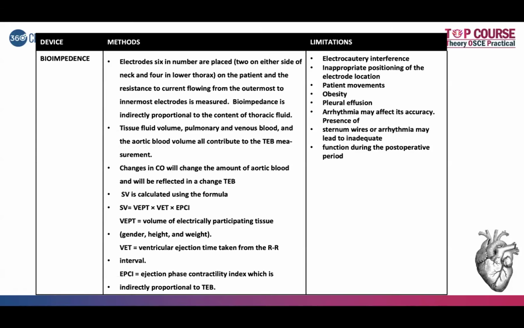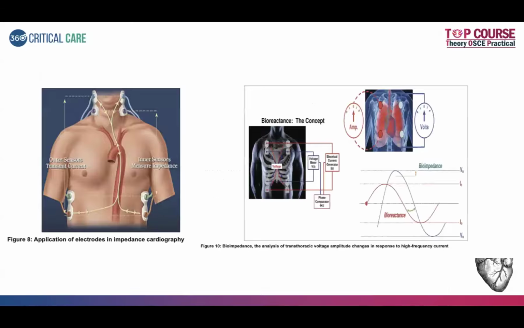Like basically the volume inside the chambers, the conducting tissues, all these motion sensors, the electrode is sensing based on an algorithm, it is giving us a cardiac output. So limitations could be electrocautery interference, patient movements, obesity, pleural effusion, because there is extra fluid which is going to be sensed, arrhythmias, sternum wires, that's external wires which could interfere with the electrical activity of the impedance.